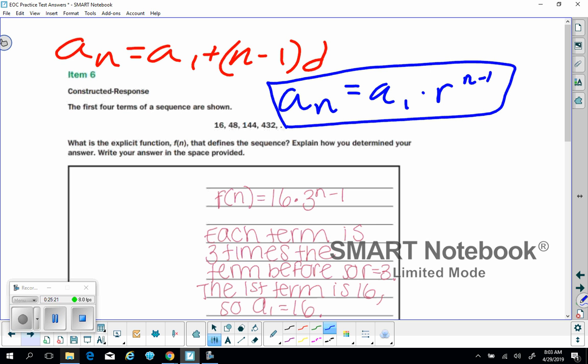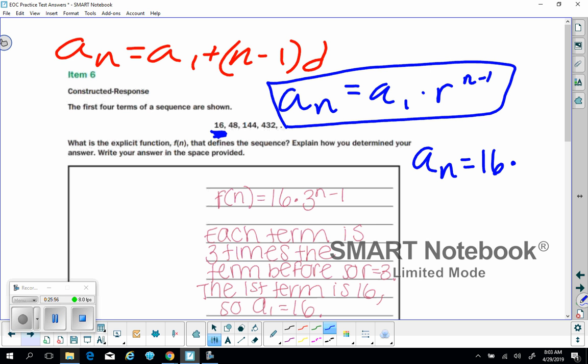16, I say it's my A1 since day one. It's the first term. So we have A sub n equals 16 times R. What do we think our R is? How do we get our R? What is our R? Our common ratio. Our common ratio is what we're multiplying by each time.